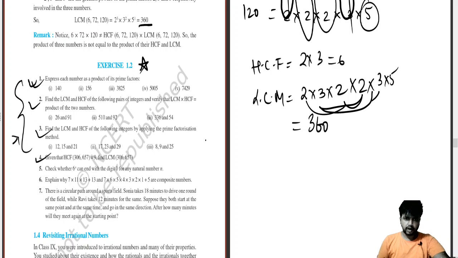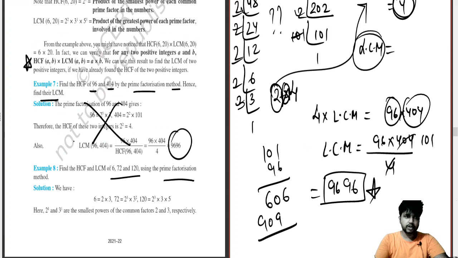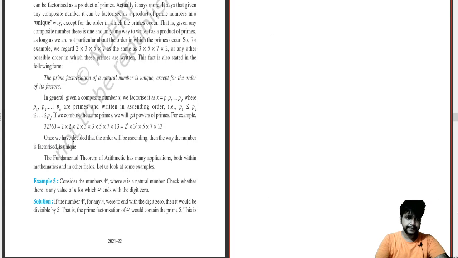Okay. Moving on further, check whether 6 to the power n can end with the digit 0 for any natural number n. Okay. So if I want to see over here, this is written as 6 to the power n. Okay. So if you look over here, there is a question related to the same. Consider the number 4 to the power n where n is a natural number. Check whether there is any value of n for which it ends with 0.